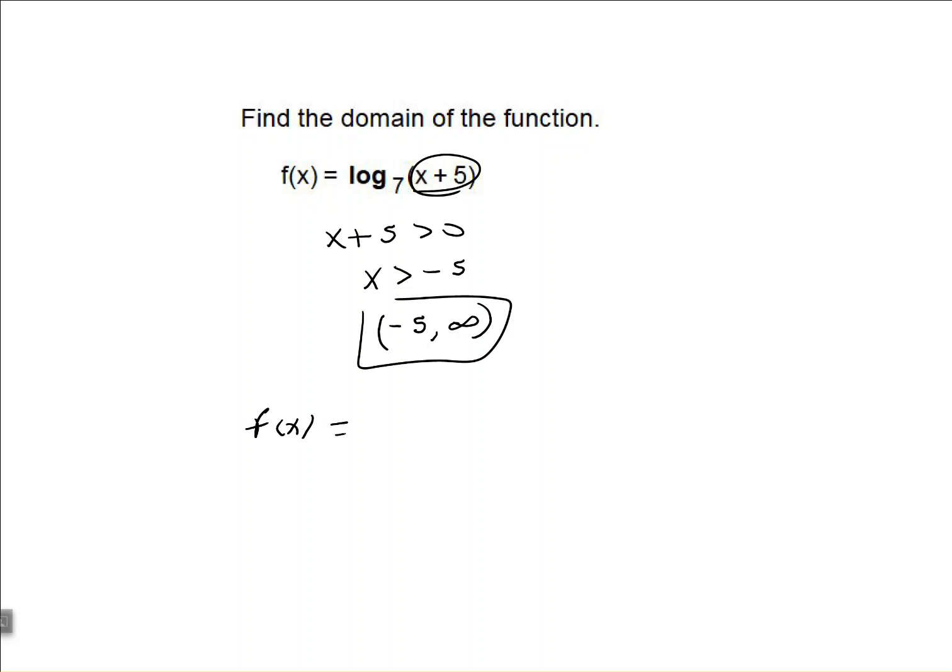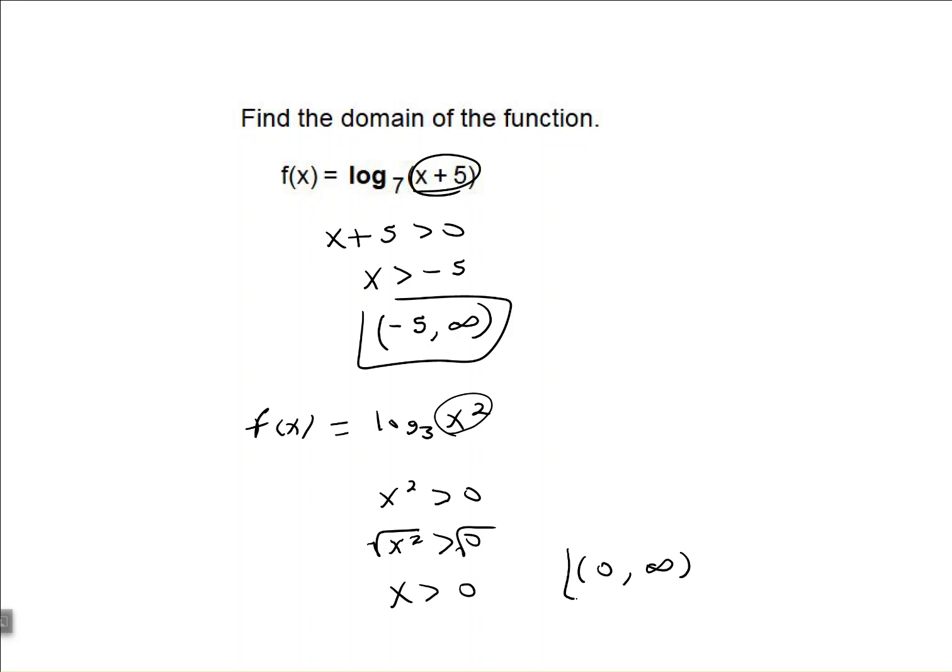Now what if I have log base 3 of x squared? Now here you see that we don't have a plus or minus in the parentheses, so we don't have a left or right shift. Therefore, even if I set this greater than 0 and solve to find my domain, we get x is greater than 0, or 0 to infinity, for our domain.